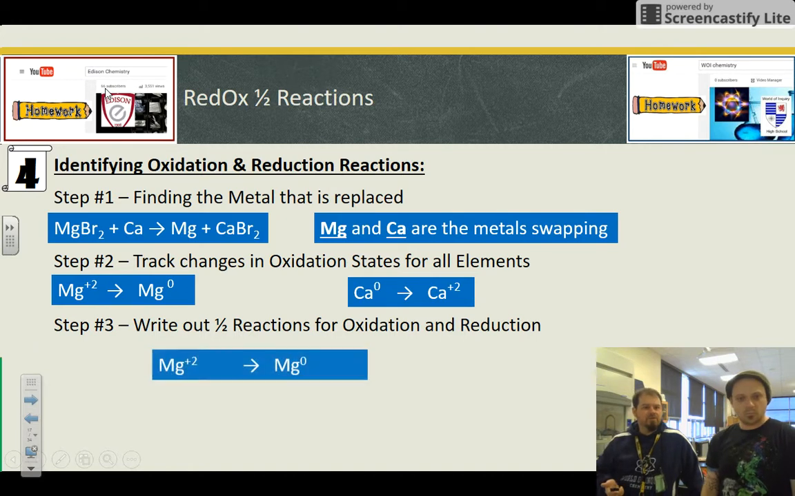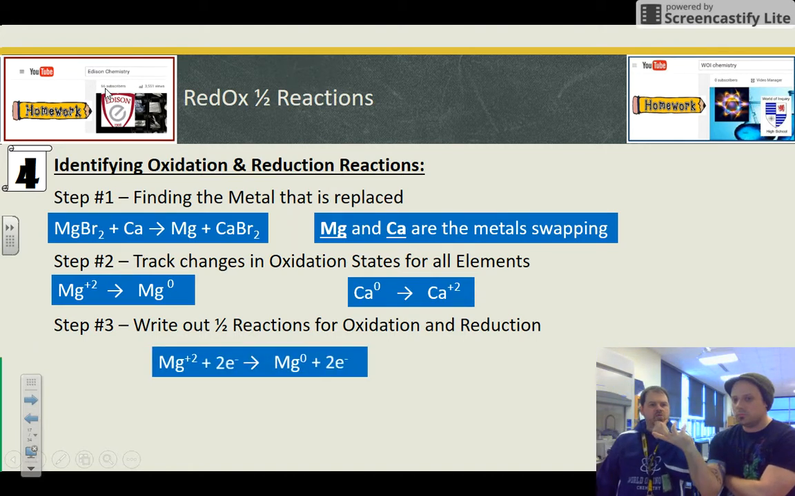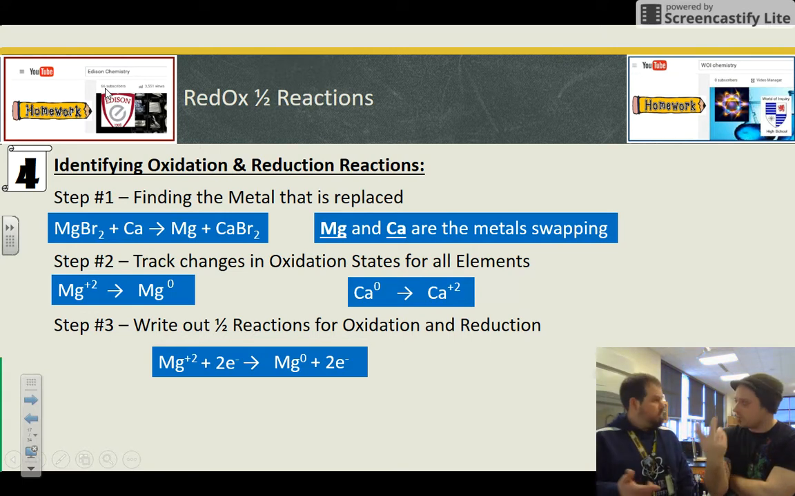So we'll start out with the first one. We can put the electrons on either side of the arrow, but where do they go? Honestly, this is almost what makes sense. Does Mg +2 + 2 electrons equal Mg0? Does that even make sense? Mg +2 has 2 extra protons. I need 2 extra electrons to become 0.